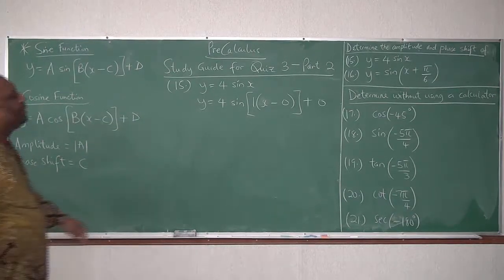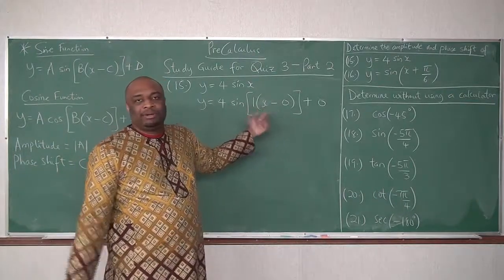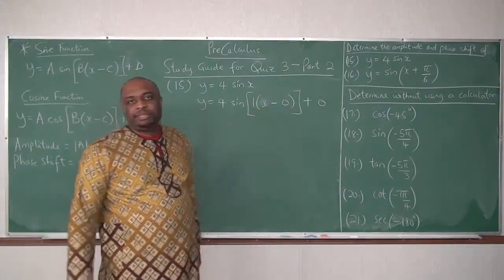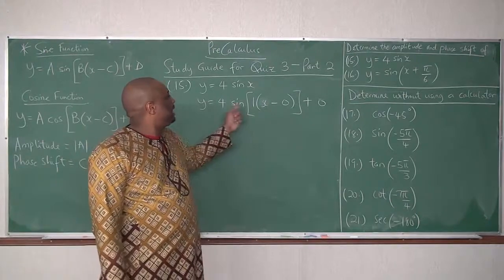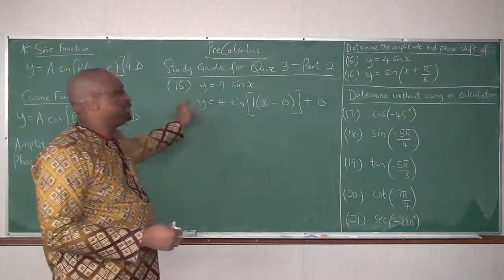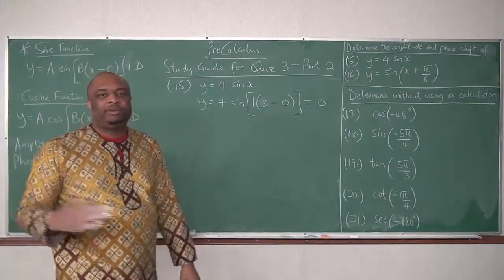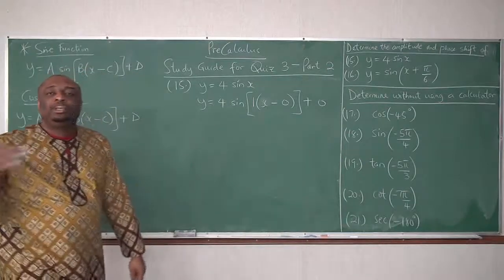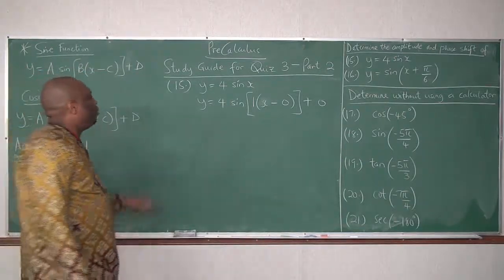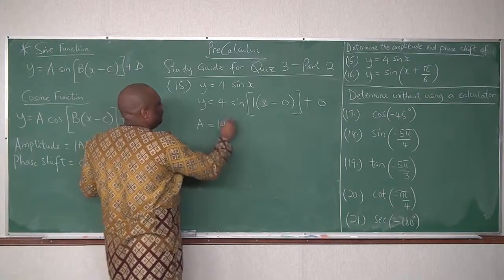Okay, because this is 4 sine. Now 1 times x is x. Minus 1 times 0 is 0. Then plus 0, still 0. So what you want to do is to put it in the general form. And then you compare. If you put it in the general equation, then you compare. Okay? And when we compare, we find that a is what? 4. Absolute value of 4, which is 4.